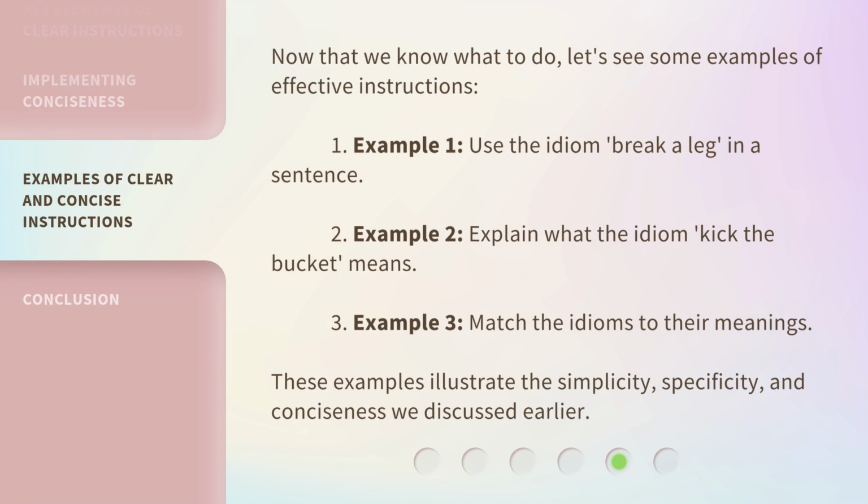Now that we know what to do, let's see some examples of effective instructions. 1. Example 1. Use the idiom, break a leg, in a sentence. 2. Example 2. Explain what the idiom, kick the bucket, means. 3. Example 3. Match the idioms to their meanings. These examples illustrate the simplicity, specificity, and conciseness we discussed earlier.